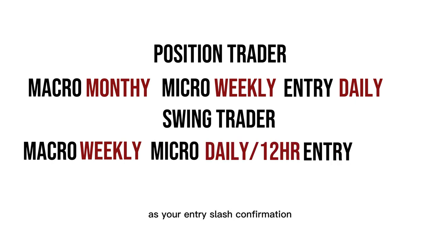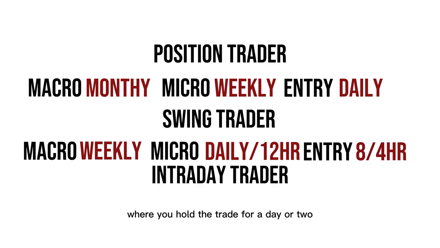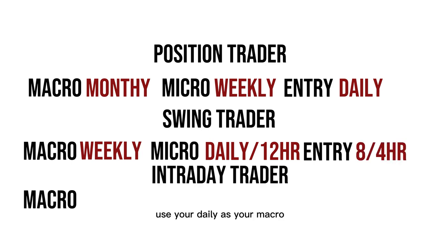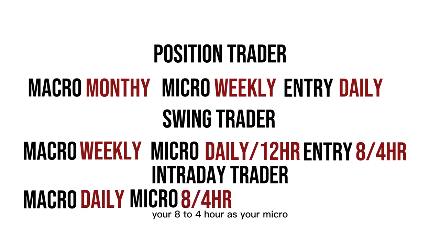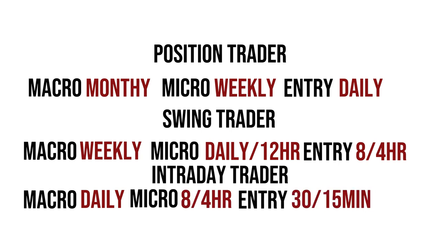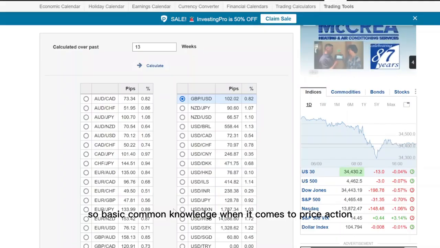4-hour as your entry/confirmation. If you're an intraday trader where you hold a trade for a day or two, use your daily as your macro, your 8 to 4-hour as your micro, and 30 minutes to the 15 minutes as your entry/confirmation. For scalpers who aim to only hold a trade for under an hour, use your 4-hour to the 1-hour as your macro, your 30 minutes to the 10 minutes as your micro, and 5 minutes to 1 second as your entry/confirmation.